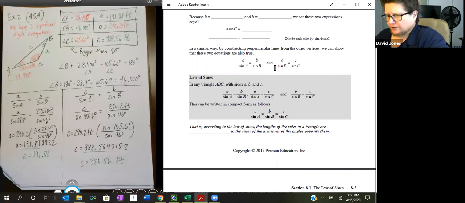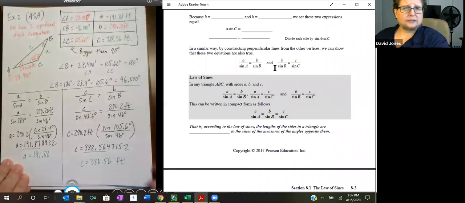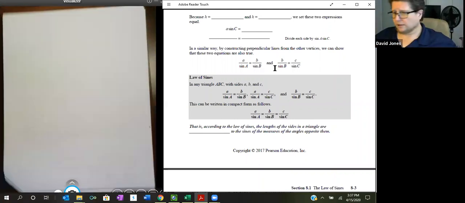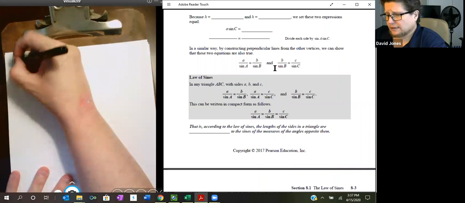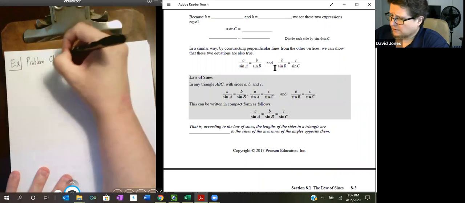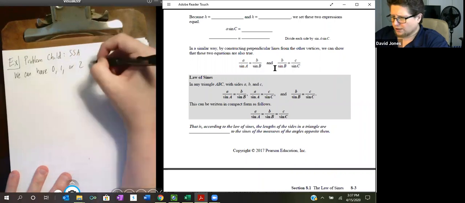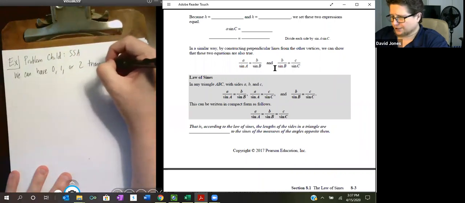Okay, those are the 2 examples for the easy case in law of sines. Let's look at our problem child, side-side-angle. So the problem child is side-side-angle. We can have 0, 1, or 2 triangles as solutions.